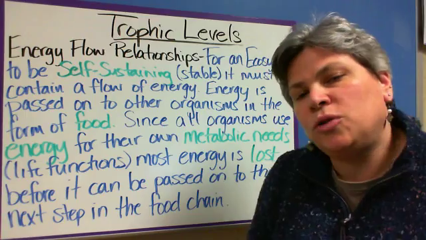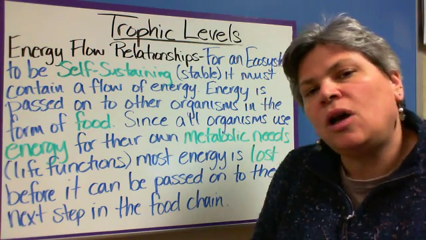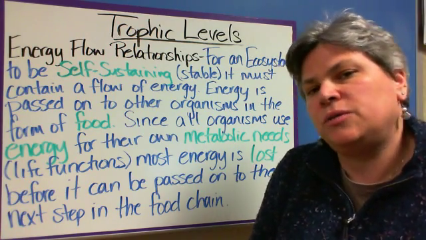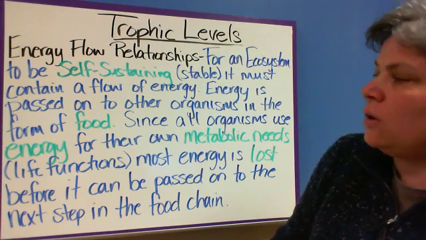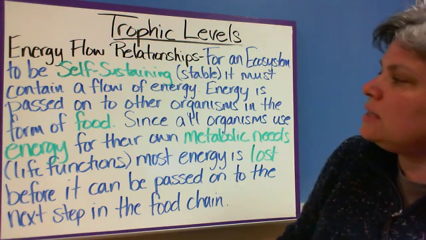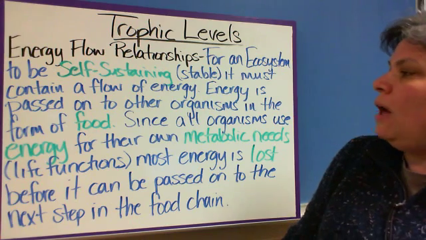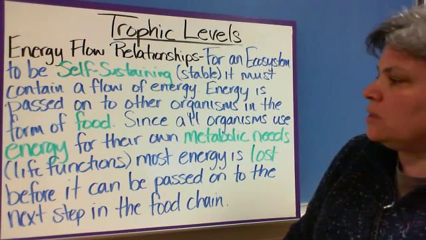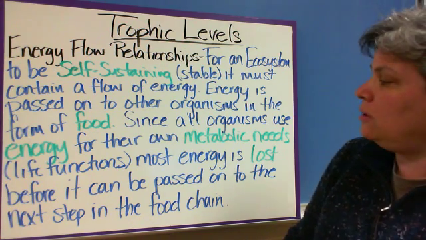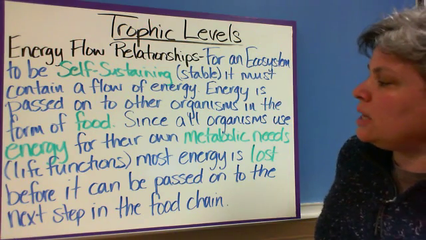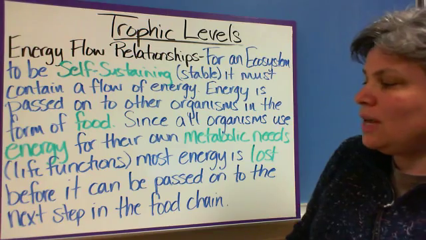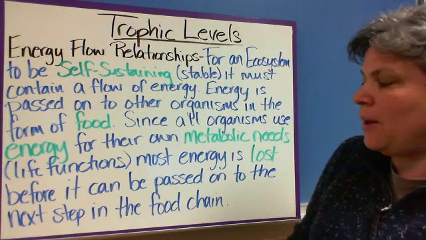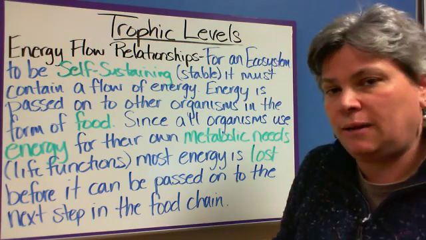Today we're going to talk about trophic levels, and we're going to talk about the flow of energy in an ecosystem. For an ecosystem to be self-sustaining or stable, it must contain a flow of energy. Energy is passed on to other organisms in the form of food. Since all organisms use energy for their own metabolic needs or life functions, most energy is lost before it can be passed on to the next step in the food chain.